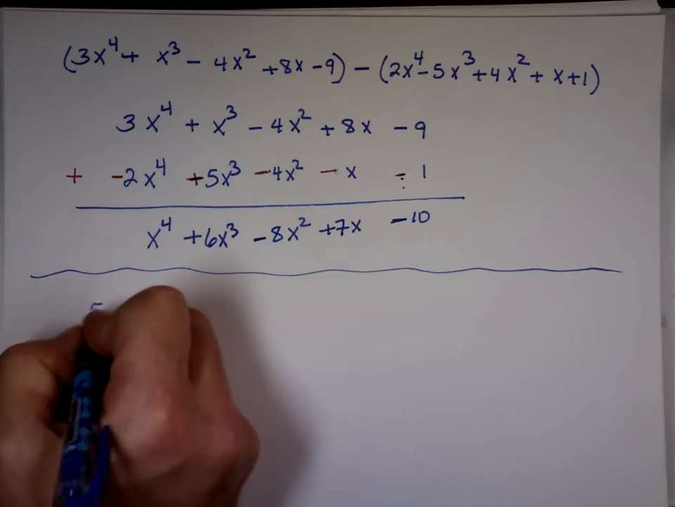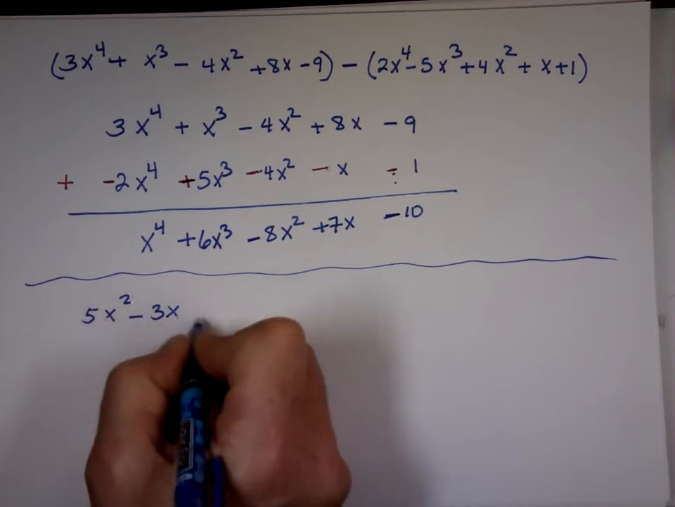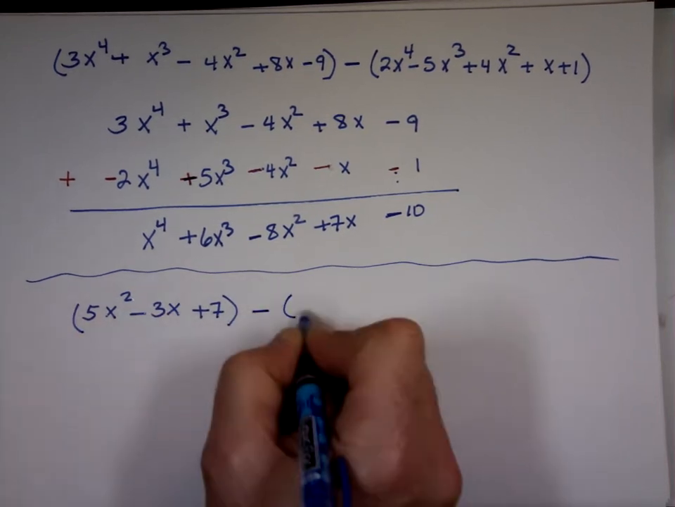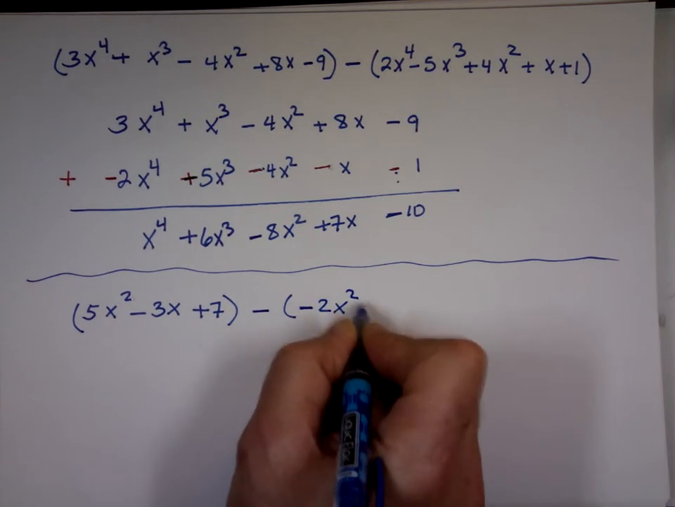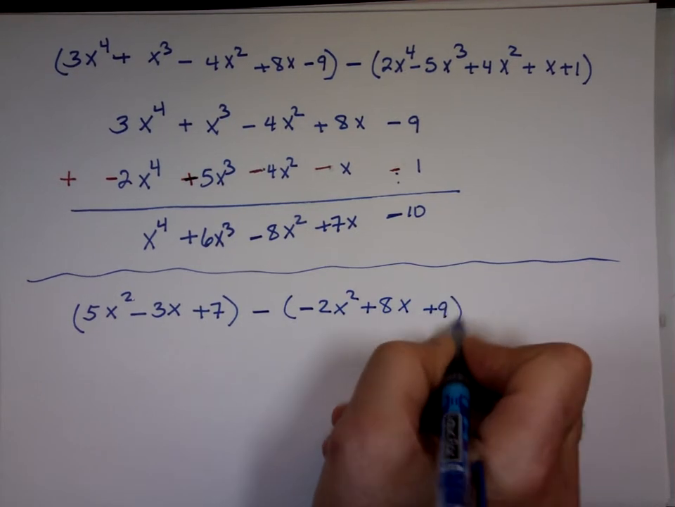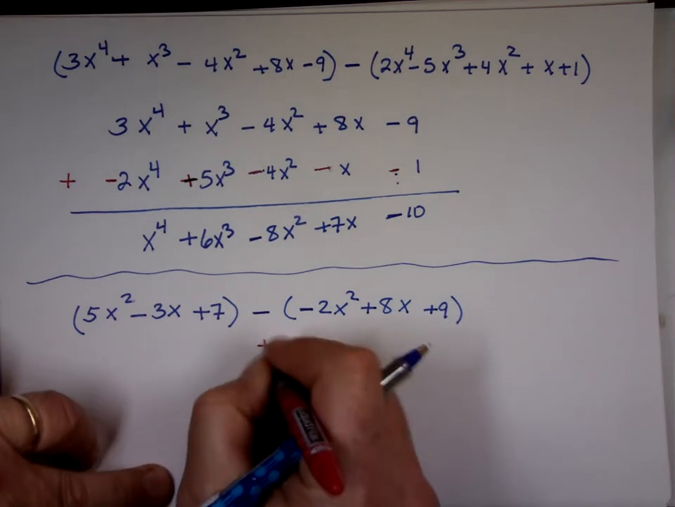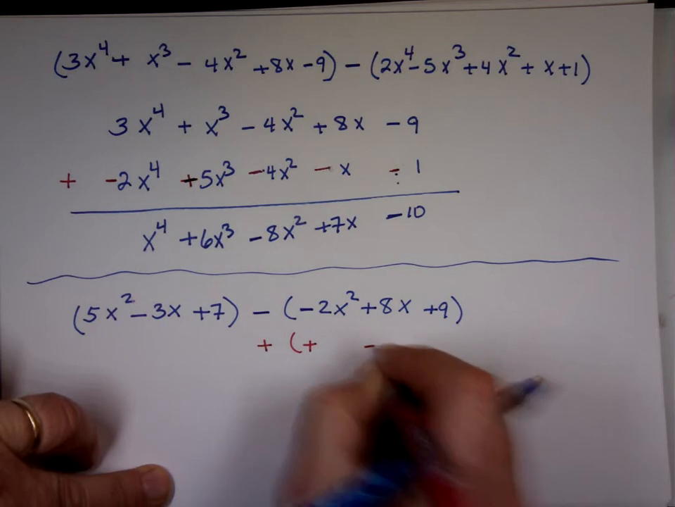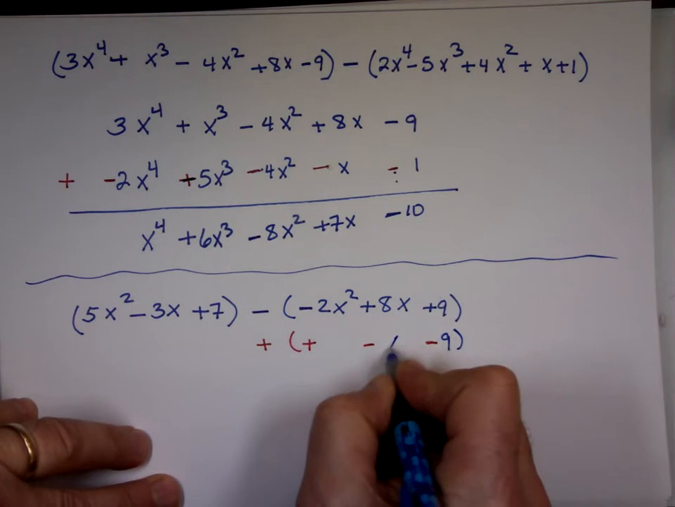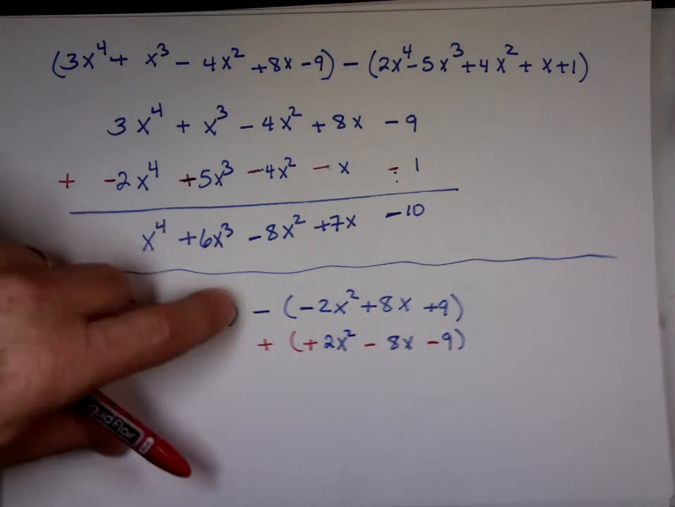Another one. 5x squared minus 3x plus 7. I want to subtract from it negative 2x squared plus 8x plus 9. Again, I can switch this to addition and flip all the signs on the inside. So I change the subtraction to addition, flip all the signs.